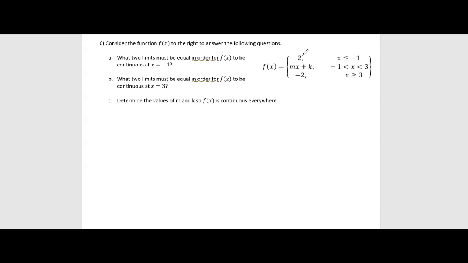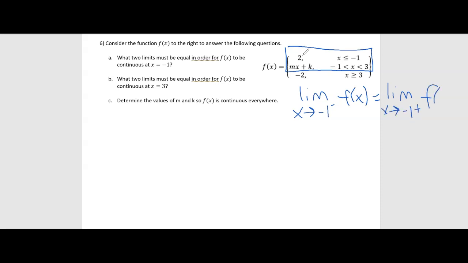Well, we have these two pieces of the piecewise function that are the pieces surrounding x equals -1. So the limit as x approaches -1 from the left, or the negative side of f of x, needs to be equal to the limit as x approaches -1 from the positive side of f of x. Now, this would not be an acceptable answer. This is too general. They would want to know what f of x we are talking about in these two, right? Which of these functions in the piecewise function represents which f of x?